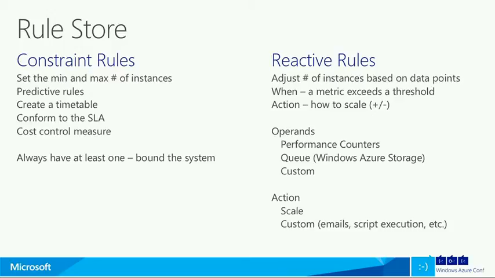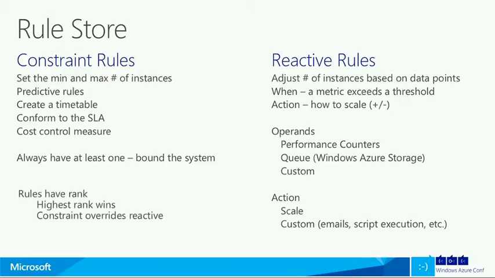I then have actions, and the default action is a scale action. That's just going to say I want to scale up or down the number of instances. And if I wanted, I can create my own custom action as well to maybe send emails or execute a database script, something like that. It'd be a custom action that I can extend and apply to our Wasabi block here.